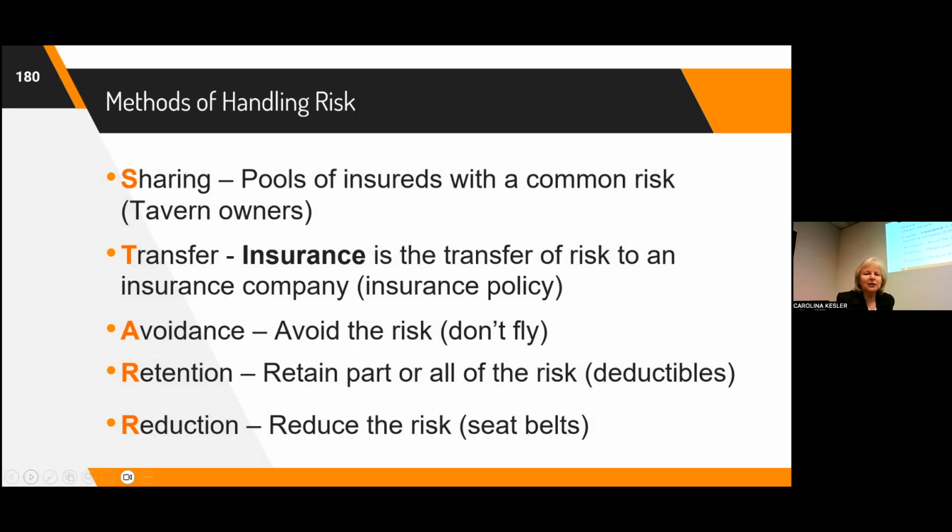And reduction of risk means you're going to do things like wear your seatbelt. You're going to have smoke detectors or deadbolts on your house, things to reduce risk. If you want to reduce personal risk, you might exercise on a regular basis and eat right, do that kind of thing, be healthy. That's reduction of risk. So you can share, transfer, avoid, retain, or reduce risk. The star.